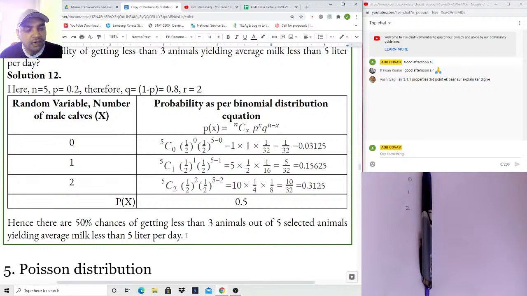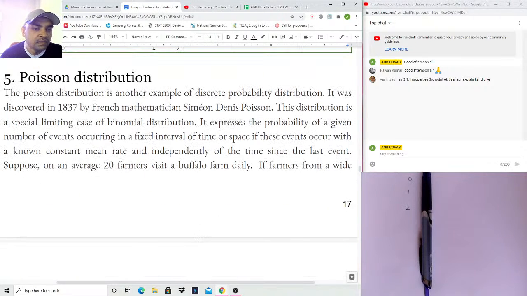So we will be taking up the Poisson distribution, that is your next distribution, in tomorrow morning's class. This is also a discrete probability distribution.